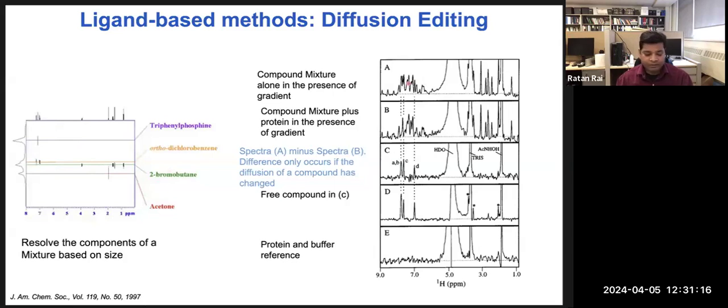And how does this method work for different drug interactions? Suppose that you have a mixture of compounds, and you record a DOSY experiment. Then we add a protein to it. If our protein is interacting with our drug, then it has a different size, so definitely the lines will be different. If we subtract spectrum 1 from B, then we will find all those molecules which interact with our drug. So this is also a very rigorous method to screen different kinds of compounds.